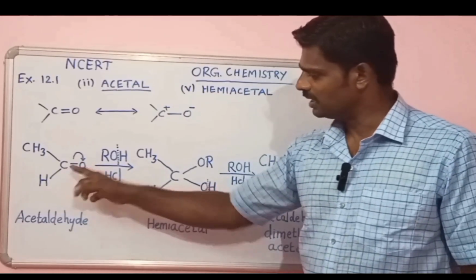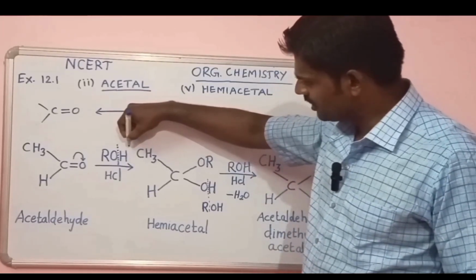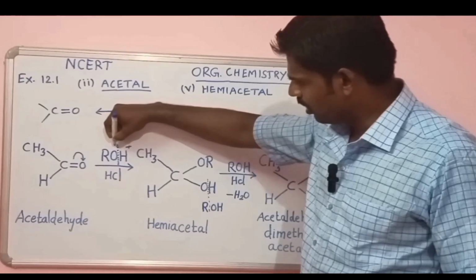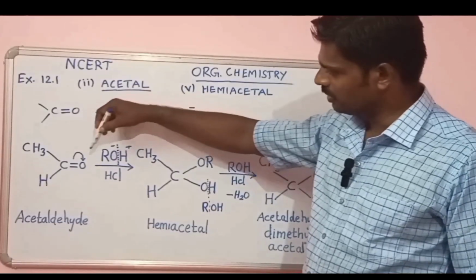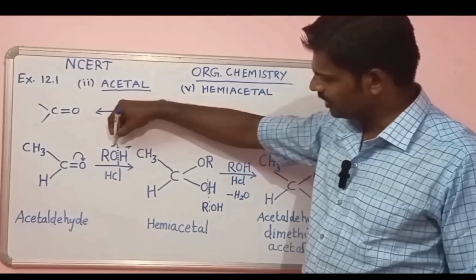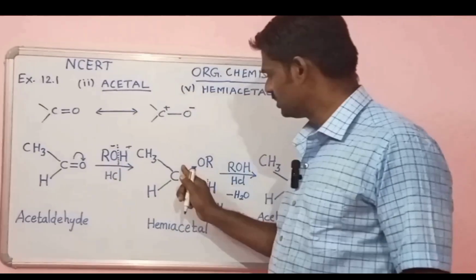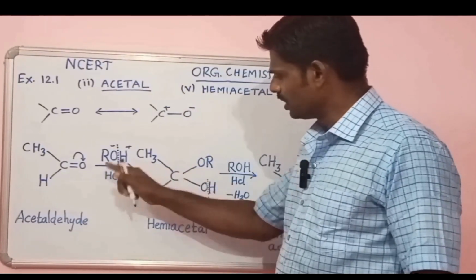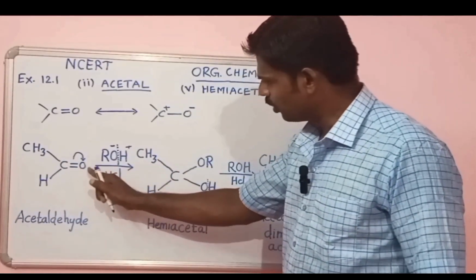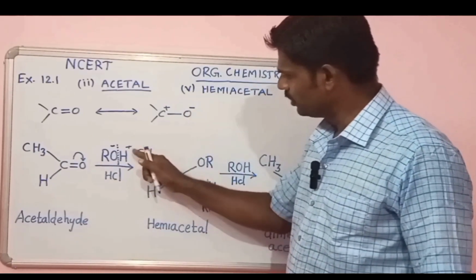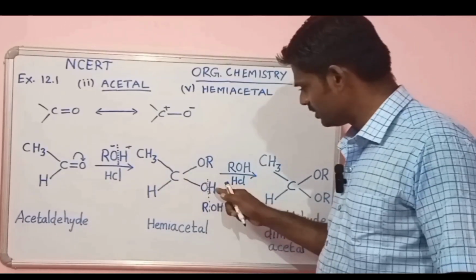For the carbon plus, we take ROH, the alcohol, which we can split into H plus and OR minus. The plus compound goes to the minus, and the negative compound goes to the plus. So C plus attracts OR, and after attracting, the plus and minus signs change. So we get C with OR, and the O minus joins with the H plus. So you get CH3 CH(OR)OH.